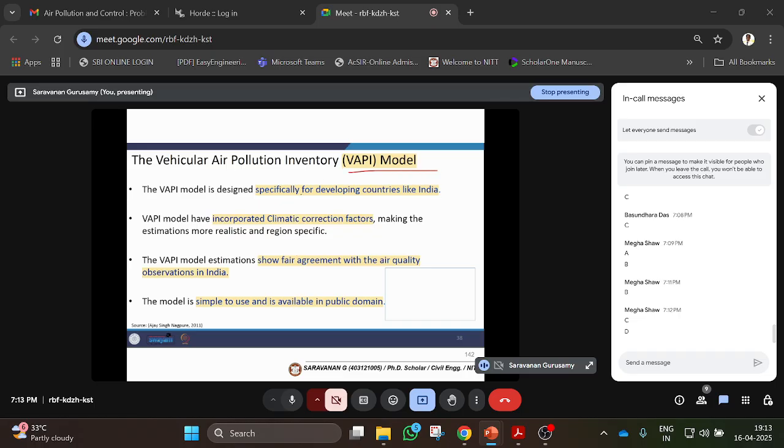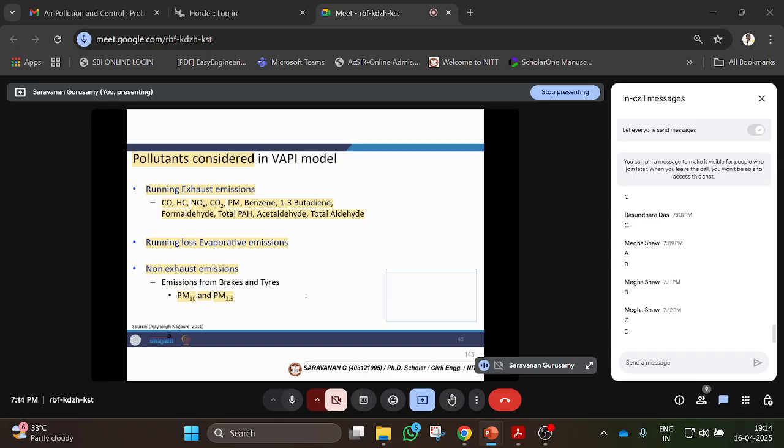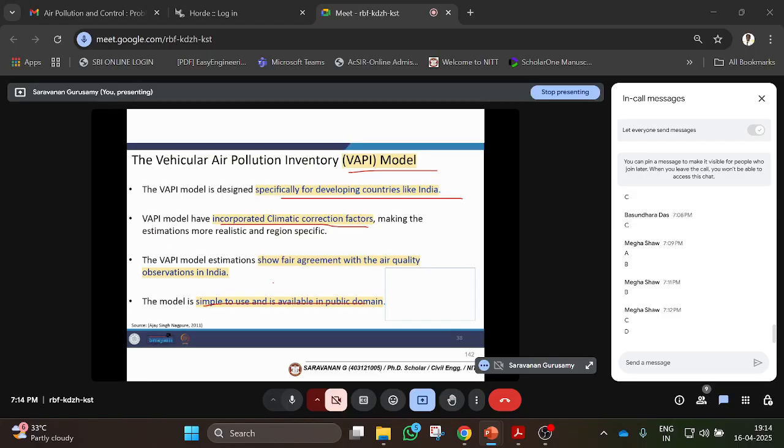WAPI model is specially designed for developing countries like India, and incorporates climate correction factors because other models don't have any climatic corrections, right? But in India we have a different climatic condition, that is also incorporated in this, and it is simple to use and available in the public domain. So carbon monoxide, carbon dioxide, PM, HC, NOx, benzene and all other PAH, acetylene are considered. Ozone is not considered in WAPI model. So the answer is D.